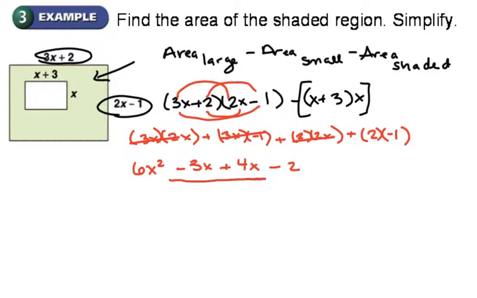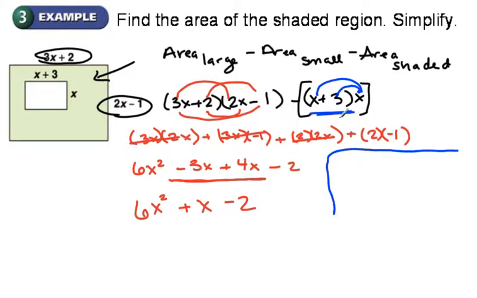Negative 3x and 4x are like terms. So that's going to be 6x squared. 4x minus 3x is an x. And then we have minus 2. Okay, so now that part is done. Now we need to address this. I would take the term outside and distribute it to the terms that are inside. So that's going to give me, and I'm going to put this right here underneath this blue line. I'm going to look at it like this instead of the other way. So x times x is x squared, and x times 3 is 3x.